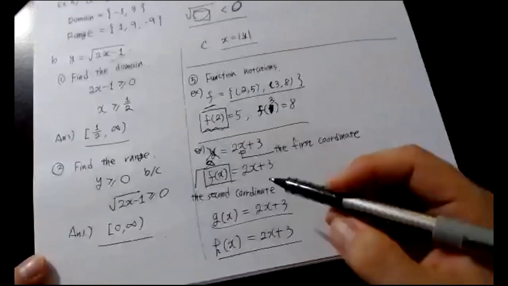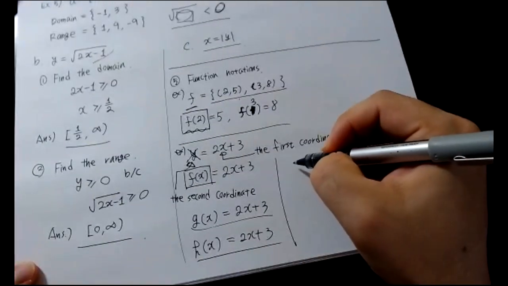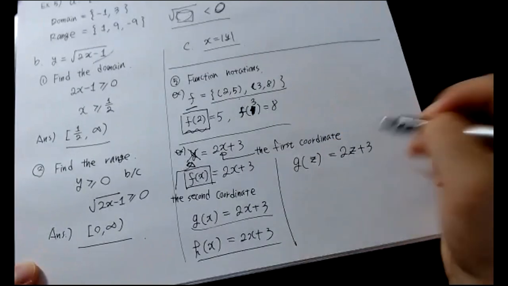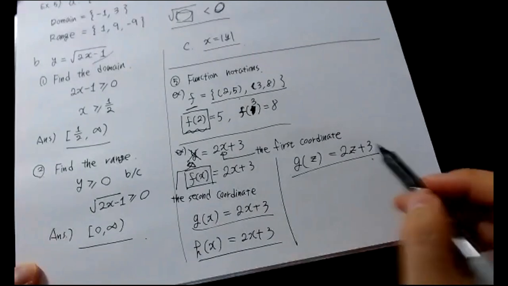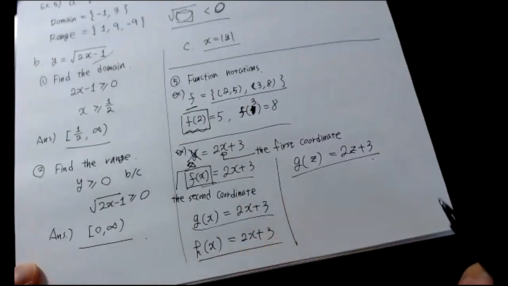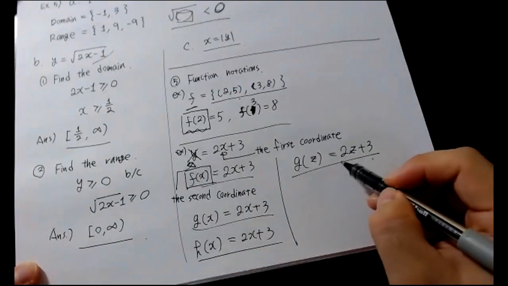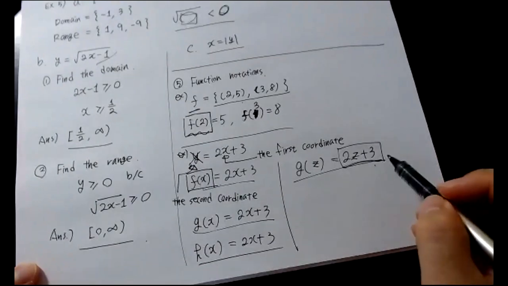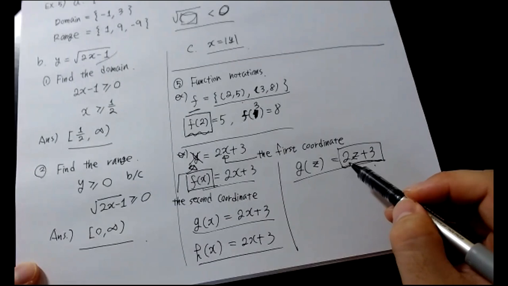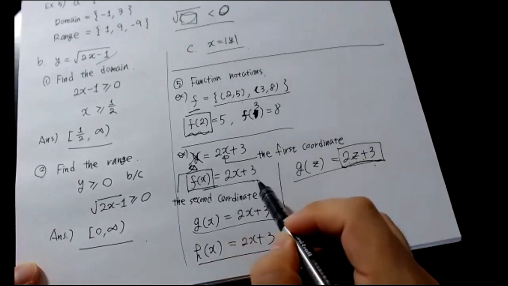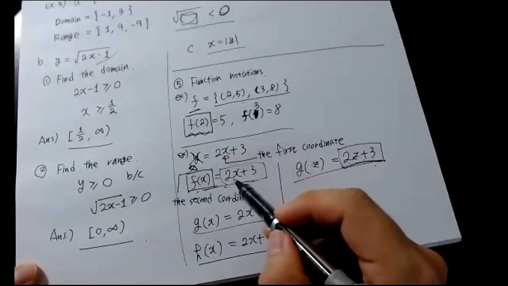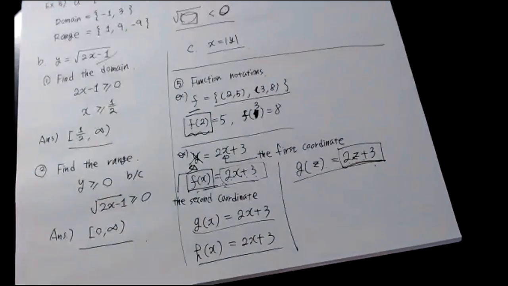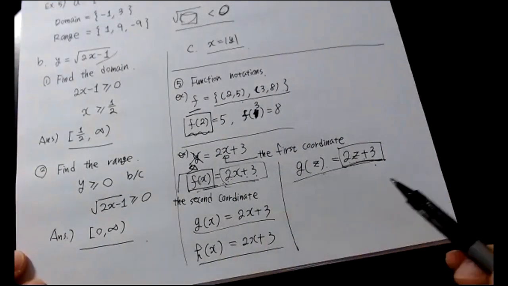And then what about this? g of z equals 2z plus 3. Can you say that that function is identical to f of x? Yes. Because look at the rule, the definition of the function. 2z plus 3 means 2 times the first coordinate plus 3. When you look at the rule of function f, it is also 2 times the first coordinate plus 3. So these two have the same function rule, so these two functions must be identical.